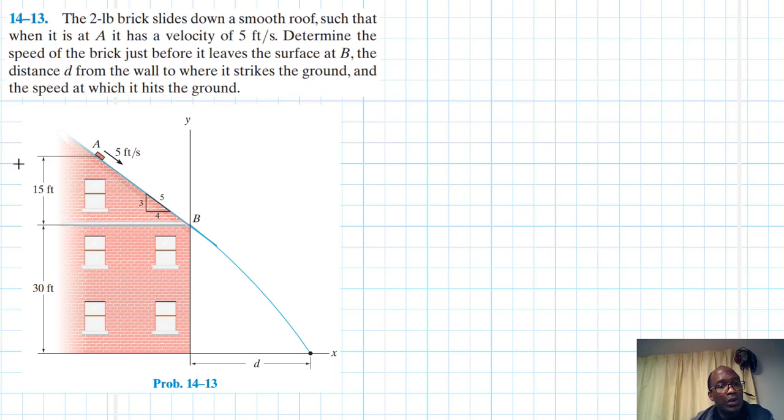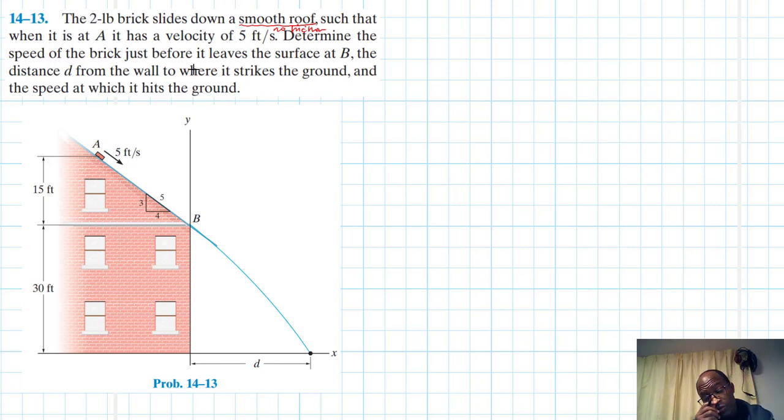The problem reads: we have a brick that weighs 2 pounds and it slides down a smooth roof. By smooth here we mean no friction, such that when it is at A it has a velocity of 5 meters per second. Determine the speed of the brick just before it leaves the surface at B, and the distance T from the wall to where it strikes the ground, and finally the speed at which it hits the ground.